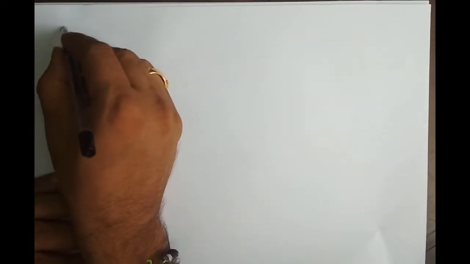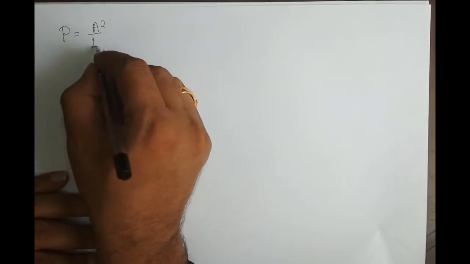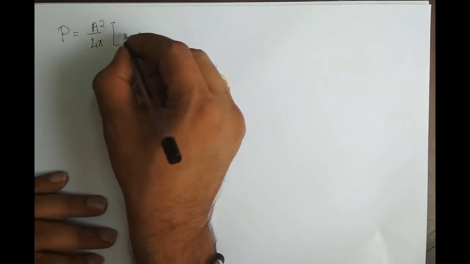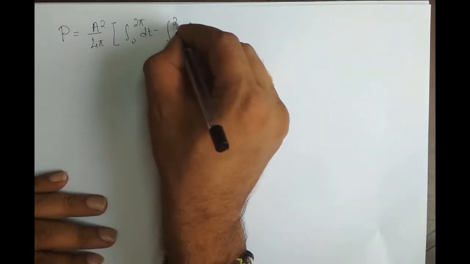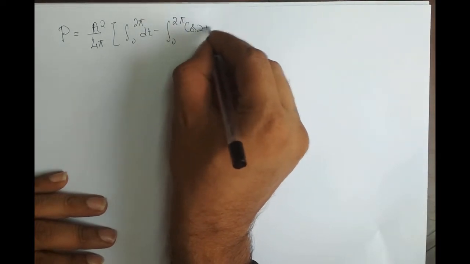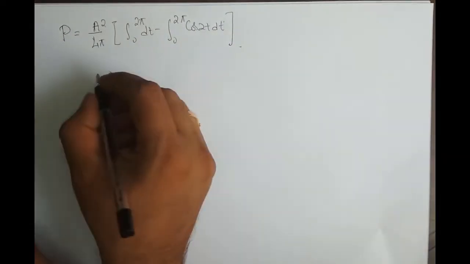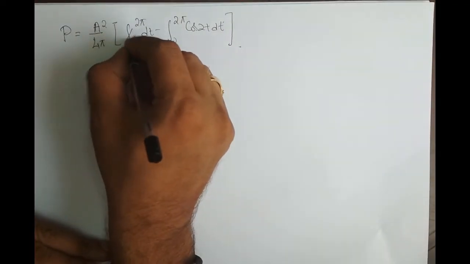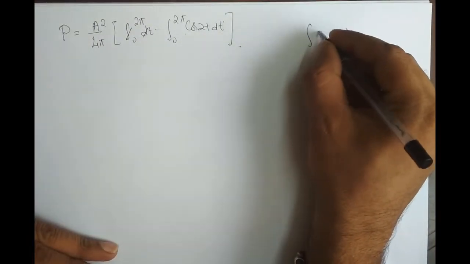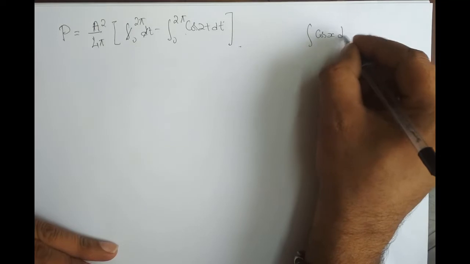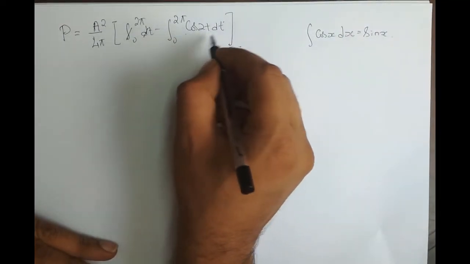So P is equal to 1 by a square divided by 4 pi into integrating from 0 to 2 pi dt minus integrating from 0 to 2 pi cos 2t dt. This is what we had, right? Now here integration, differentiation cancels out, and what is the integration of cos x dx? It is equal to sin x, right? Now what is the integration of cos 2t? It is sin 2t by 2, correct?